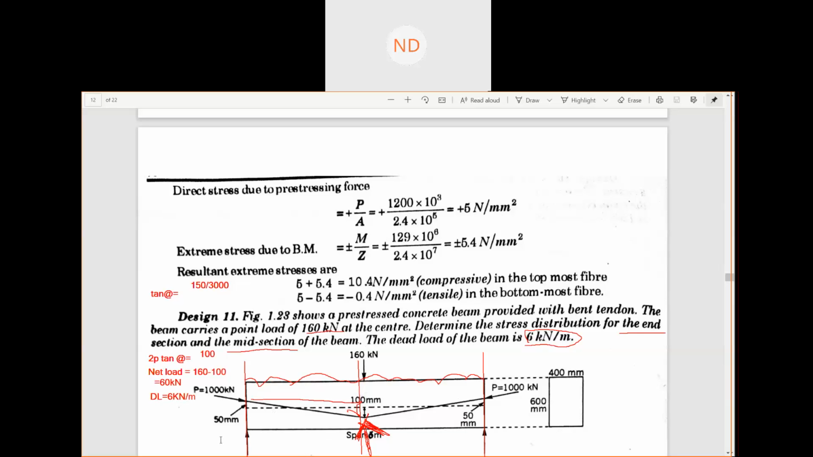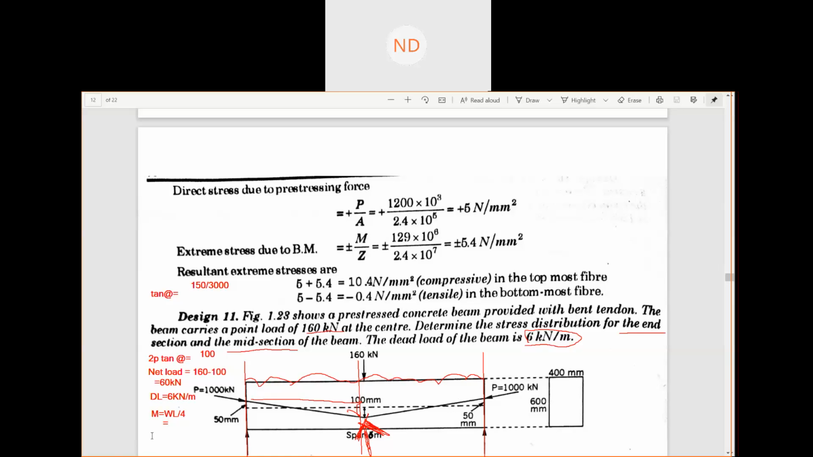So now, similar to the previous question, we can find the moment due to your point load. Moment due to point load is WL by 4. Calculate that. What is your WL by 4? W is now 60 kilonewton into 10 to the power 3, and your span is 6 meter, divided by 4. How much is your value? Just tell me in the chat box.